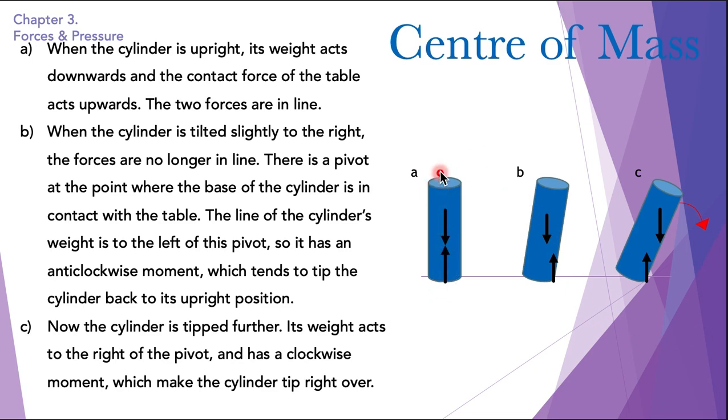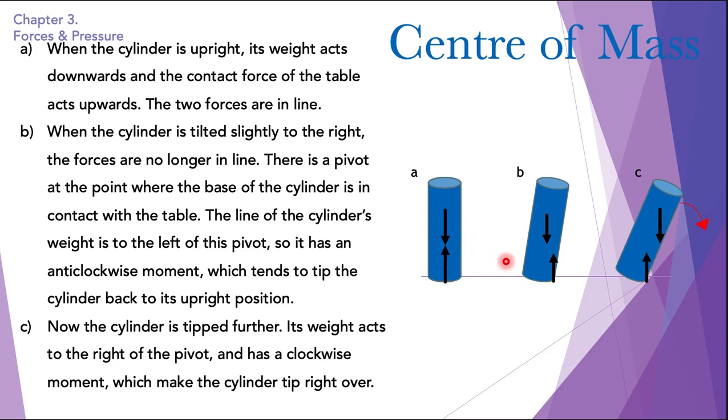This is the first stage, stage A. When the cylinder is upright, its weight acts downwards and the contact force of the table acts upwards. So the two forces are in line, as you can see. The weight of the cylinder is represented by this downward arrow and the contact force is represented by this upward arrow. And as you can see, both the forces are in line. That is the reason why the cylinder is upright.